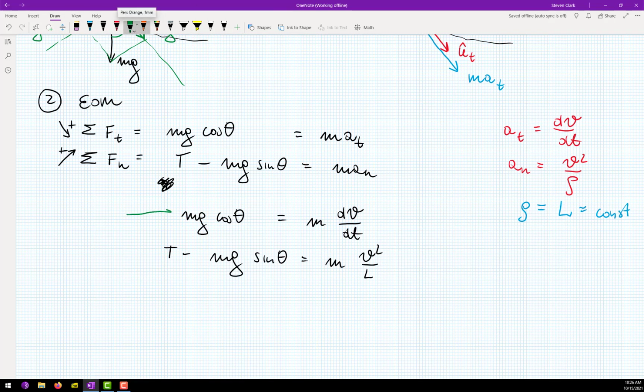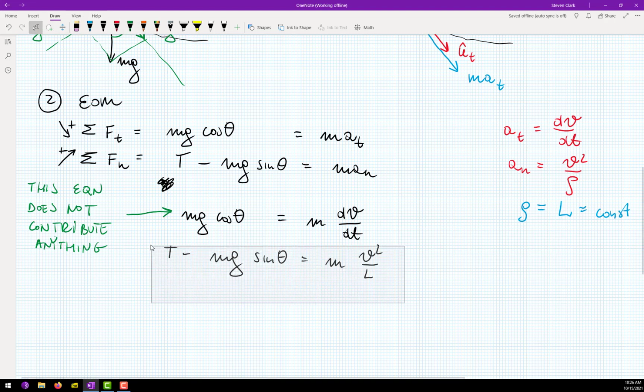Okay, I solved that problem yesterday, and this equation we can ignore. This equation does not tell us anything, okay? We will just focus on the other equation. This one does not contribute anything, but we just did it for sport. I just wanted to remind you how to do kinetics.